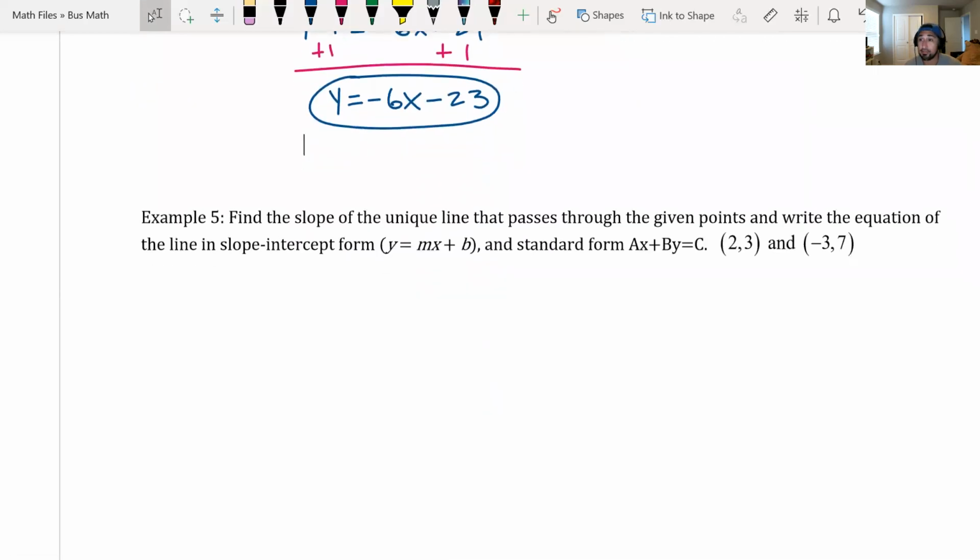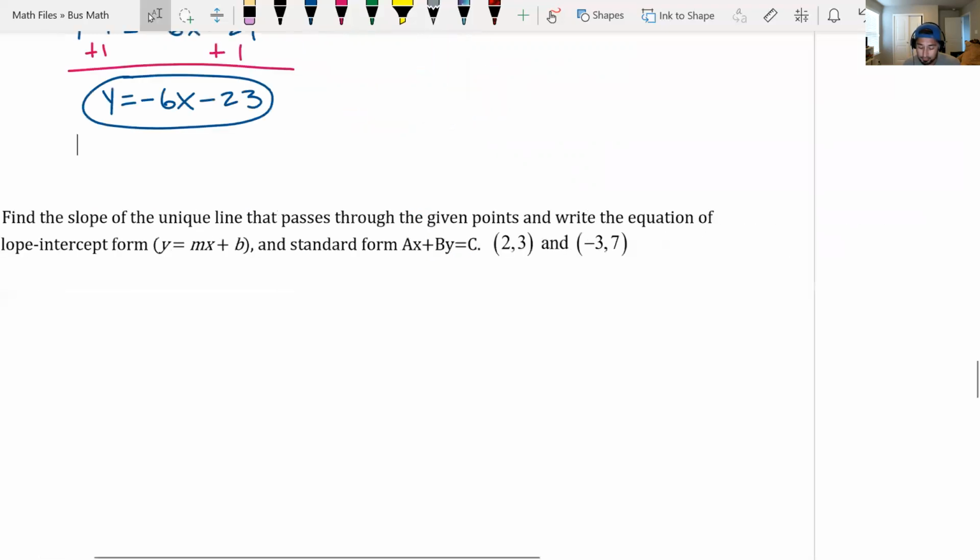5. Let's do the same thing. Find the slope of the unique line that passes through the given points and write the equation of the line in slope-intercept form, and then write it in standard form. All right. And here we are given 2 points, 2, 3, and negative 3, 7. Well, if you remember from about 2 pages ago, what can you find between 2 points? You can find slope. So that's where we're going to have to start. We're going to find the slope between these 2 given points. Okay.